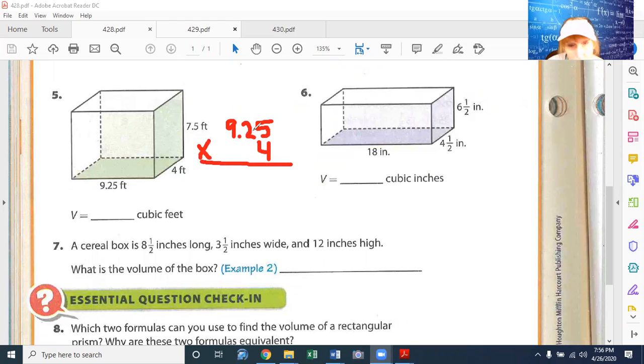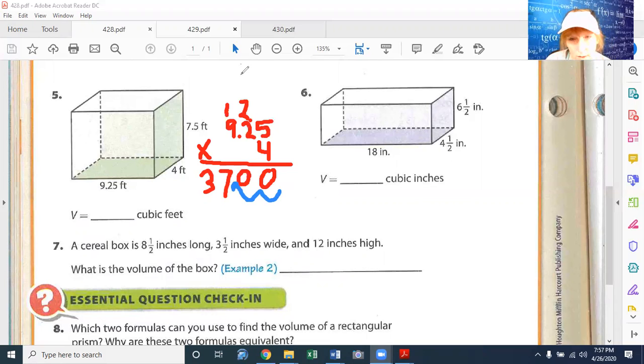So 4 times 5 is 20. Carry my 2. 2 times 4 is 8, plus 2 more is 10. Put down the 0, carry my 1. 4 times 9 is 36, plus 1 is 37. Now we have to see how many numbers after the decimal we have. We have 2 numbers after the decimal. So we have to jump. I'll change colors here. We have to jump our decimal 2 over right here. So that's 37.00, or just 37.